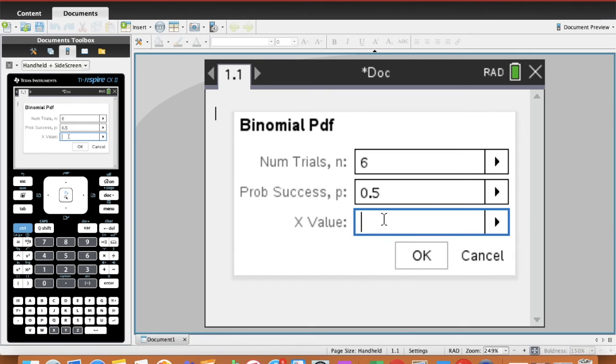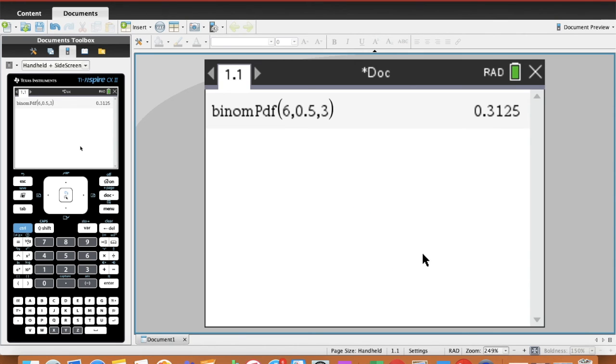And then here, this is the value that I want, right? Now, in that first question, the question was, what is the probability of getting exactly 3 heads? Okay, so in order to get 3 heads, X is what I want. I have a 0.5 probability of getting a heads, and I want 3 of them. And now when I push OK, it's going to go through that tree and calculate everything for us, and it's going to give us 0.3125.